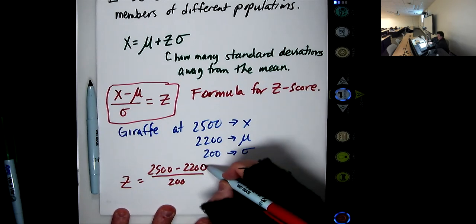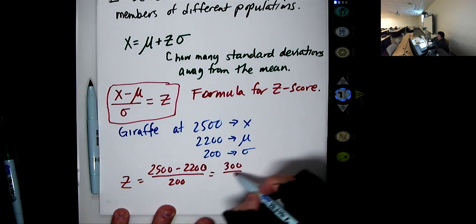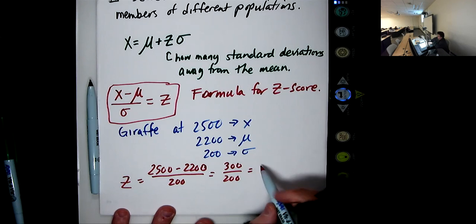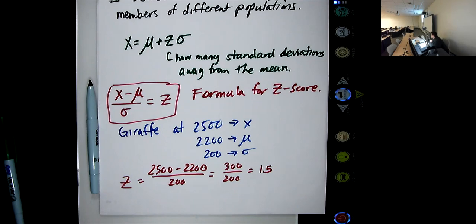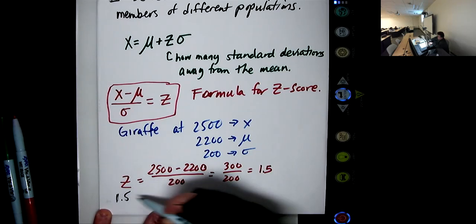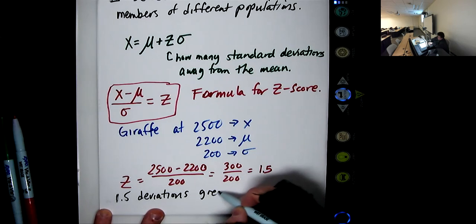If you're doing it on a calculator, you definitely need to do the top stuff first. This is 300 over 200. Then on a calculator you can divide, or if you're comfortable with fractions, this becomes 1.5. So this giraffe is 1.5 deviations greater than the mean.